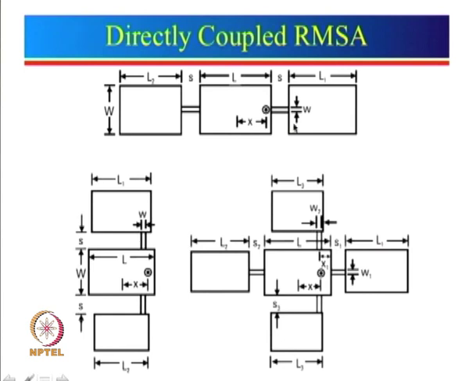Now, I want to mention here that this concept is different than the array. In fact, we had written a paper on directly coupled RMSA more than 30 years back, in 1984 or so, and I also want to mention that what we have covered about directly coupled as well as gap coupled rectangular microstrip antenna, all these were part of my PhD thesis which I started working on in 1979 and submitted in 1982.